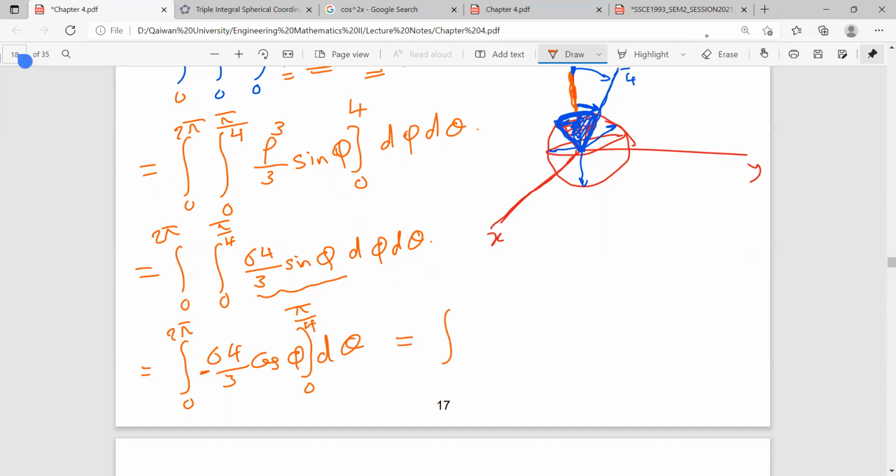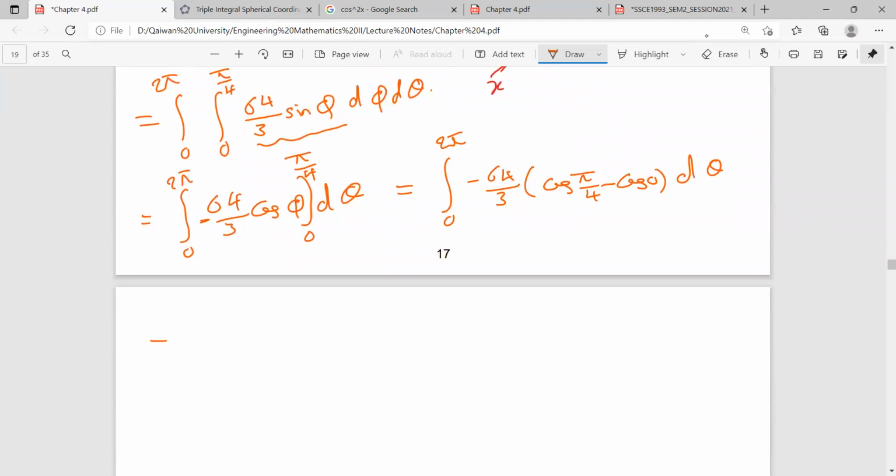Now we replace phi by pi over 4, then minus we replace by 0. It equals the integration from 0 to 2 pi of minus 64 over 3 times cosine pi over 4 minus cosine 0, d theta. Cosine pi over 4 is square root of 2 over 2, which is 1 over square root of 2. So it's minus 64 over 3 times 1 over square root of 2 minus 1, since cosine 0 is 1, d theta.